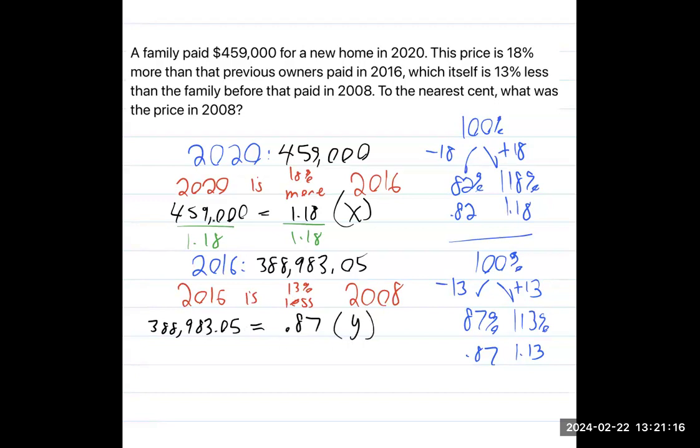But to solve this equation, we would be dividing both sides by 0.87. And so now we know that Y, which is the 2008 price, is going to be equal to 388,983 divided by 0.87, which is 447,106 and 96 cents. And that's our answer.